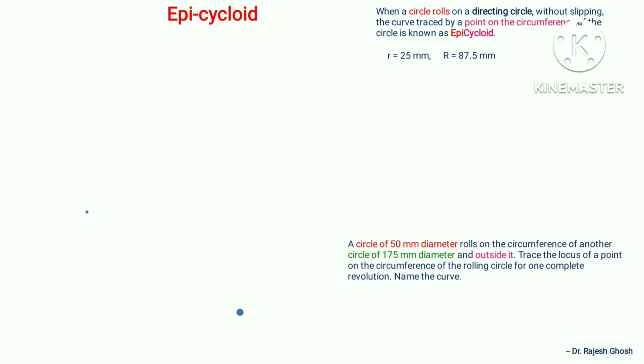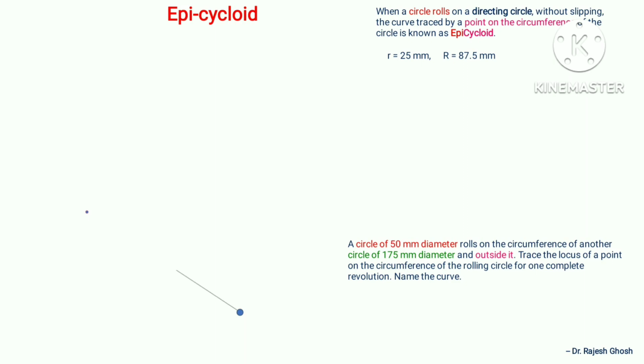It is given that the generating circle is of 50 mm diameter, therefore the radius is 25 mm, hence small r is 25 mm. The directing circle diameter is given as 175 mm, and therefore capital R is 175 divided by 2, which is 87.5 mm. Now we have small r 25 mm and capital R 87.5 mm.